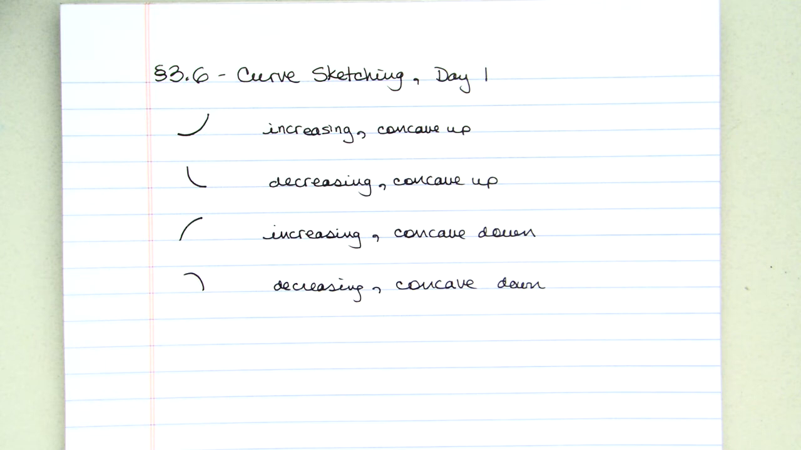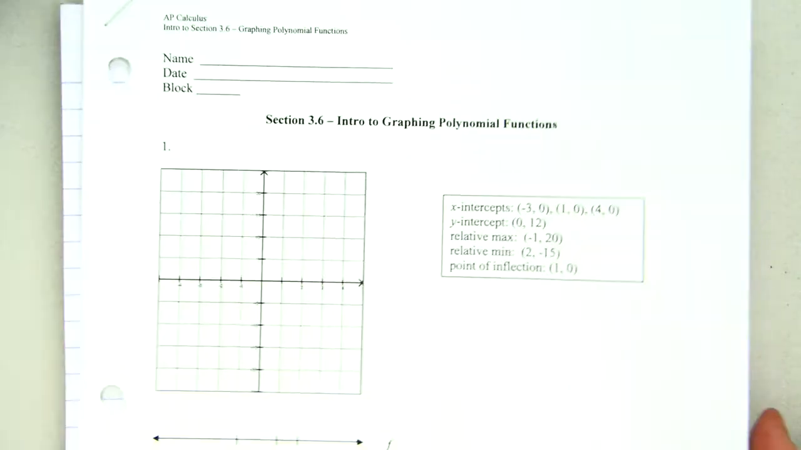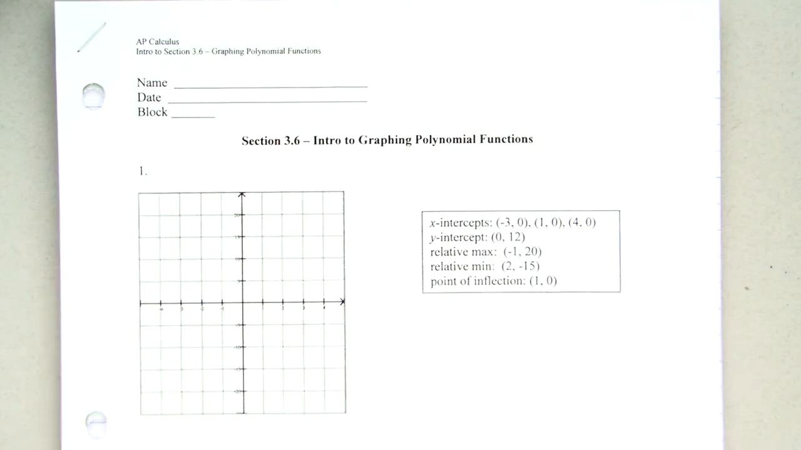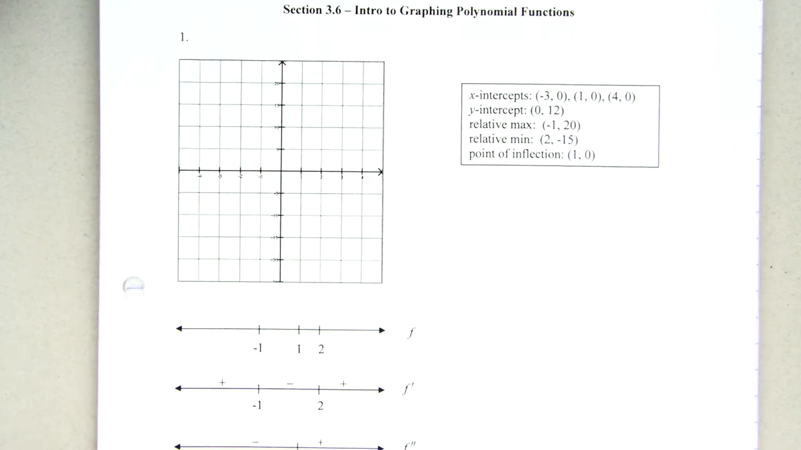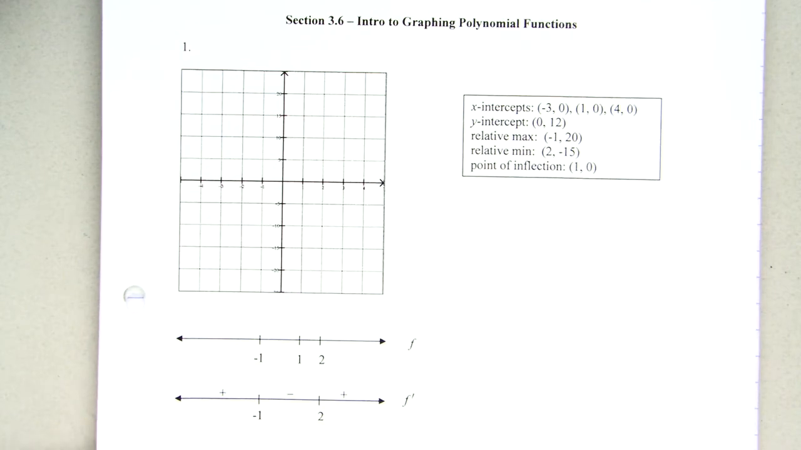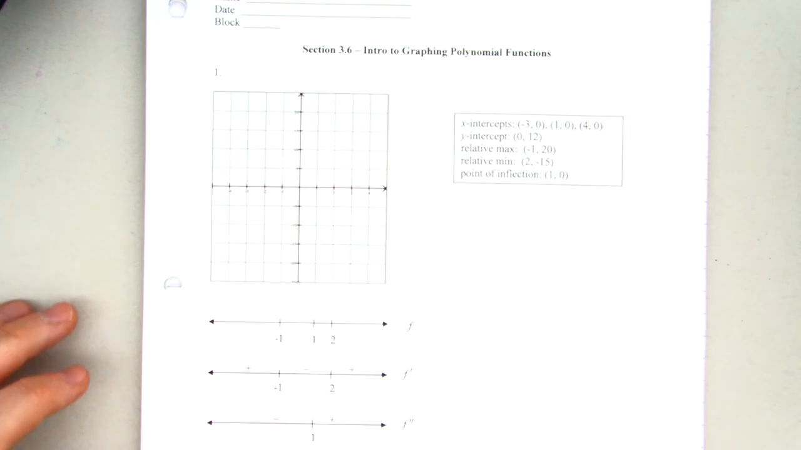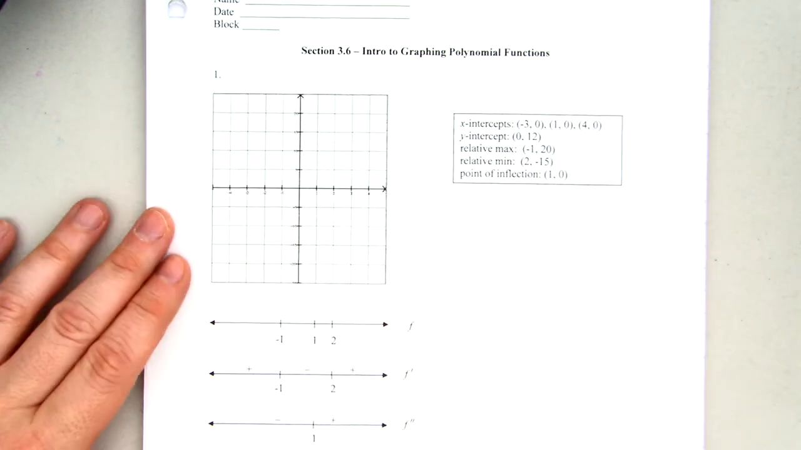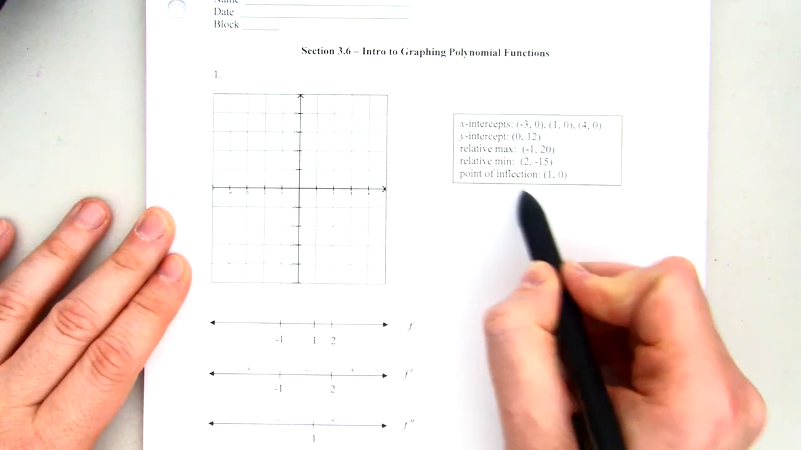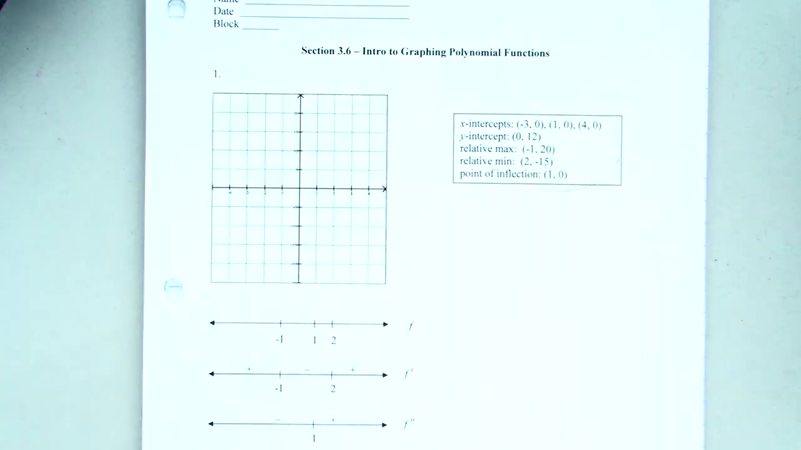Take a moment and please take out the packet that you have titled Intro to Graphing Polynomial Functions. Section 3.6, Intro to Graphing Polynomial Functions. Take this out, and then I'd like you just to take a moment and plot all these points over here. Edpuzzle's going to pause. Get those points on your graph.